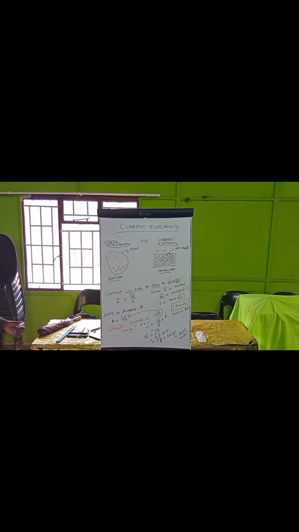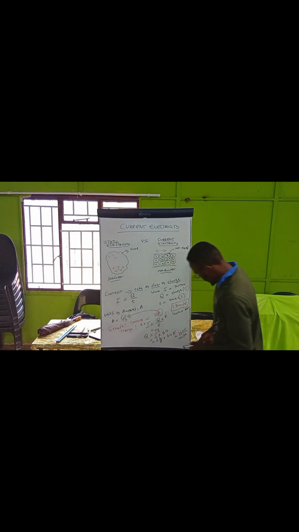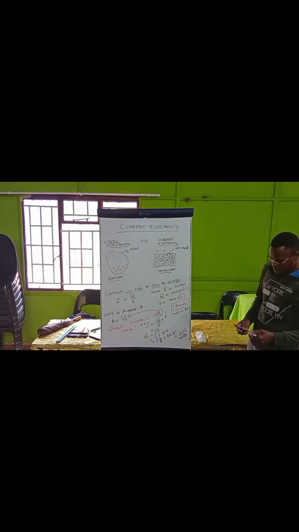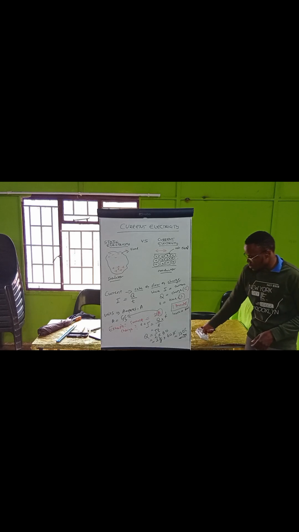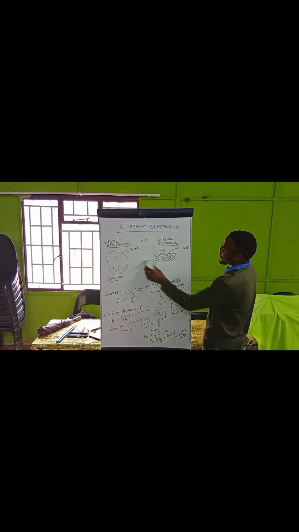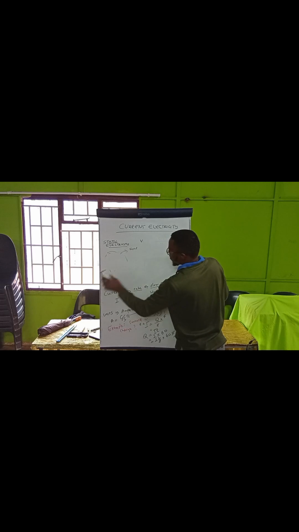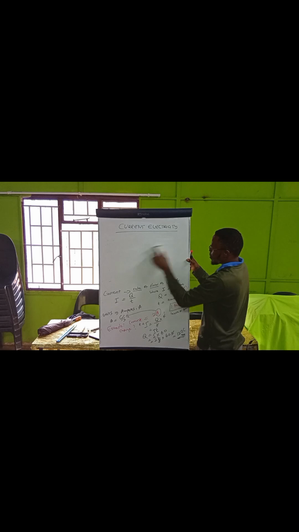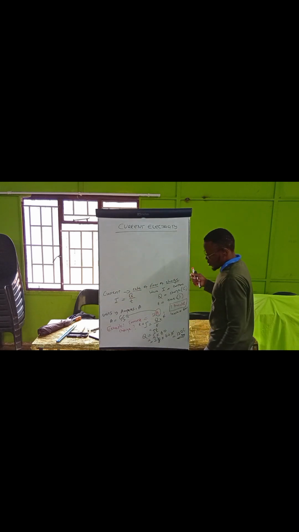Now you might be wondering, where is the coulomb coming from? The coulomb is named after the person who discovered this, a French physicist and mathematician, Charles Augustin de Coulomb, who came up with these units. So now I want us to continue and look at other quantities that are related to current electricity. So that was the units.